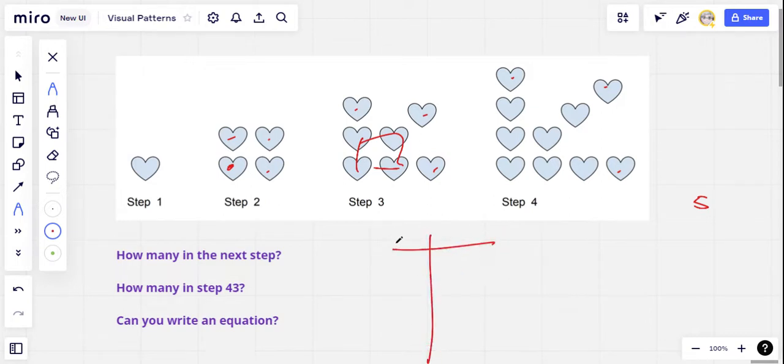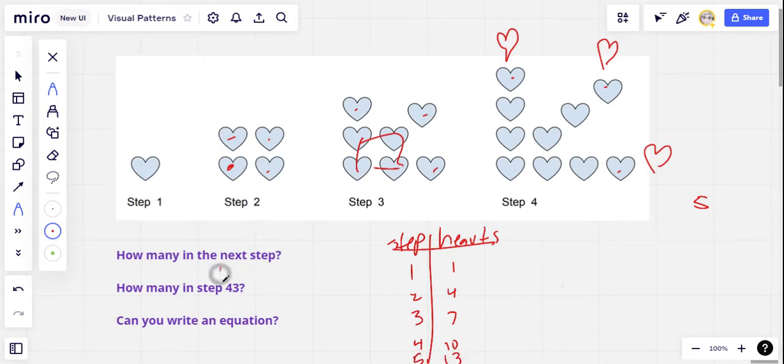Let's just look at the numbers to make sure we're not missing anything. So I'm going to put the step here, and I'm going to put the hearts here. So in step 1, there's 1 heart. In step 2, there's 4. In step 3, that's 7. In step 4, that's 10. And then actually, let's think about step 5. If we're adding 1 on each of these diagonals, I'd put a heart here, and a heart here, and a heart here, and I would have 13. So in step 5, we'd have 13 hearts.